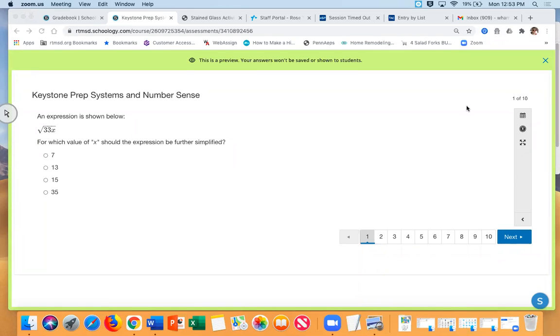Keystone prep and number science. So the whole point of this is to just get you guys thinking more logically. It's not about doing all of the math in this section. It's about figuring out how much math I actually have to do in order to solve the problem. Now, Marcus, why am I telling you that? Why am I not just telling you to do the whole problem?